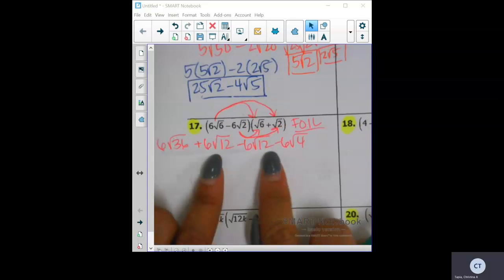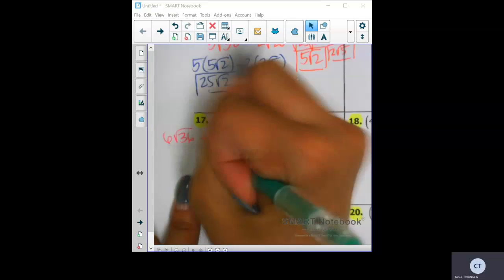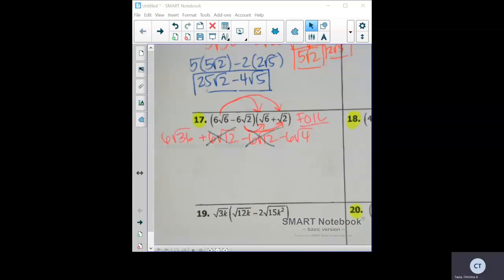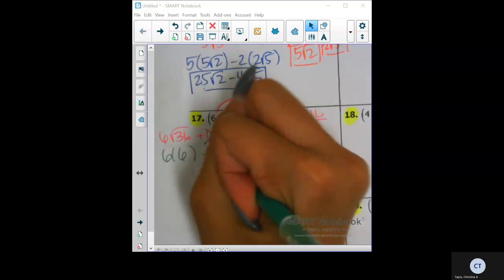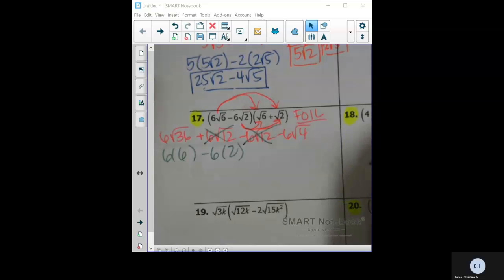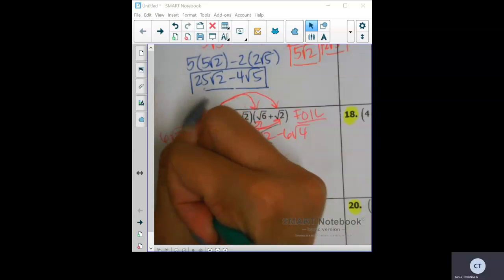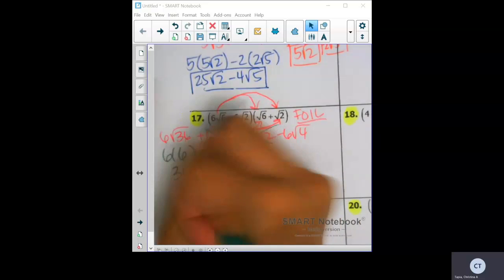They do cancel. They both have the same radicand, so you would just add or subtract the numbers. 6 minus 6 cancels. Now what? There we go. This is a rare one where you actually have everything cancel pretty nicely and you get a whole number. You won't have that happen on question 18. I'm just forewarning you. So for question 17, we're going to have 36 minus 12, and 36 minus 12 is 24.